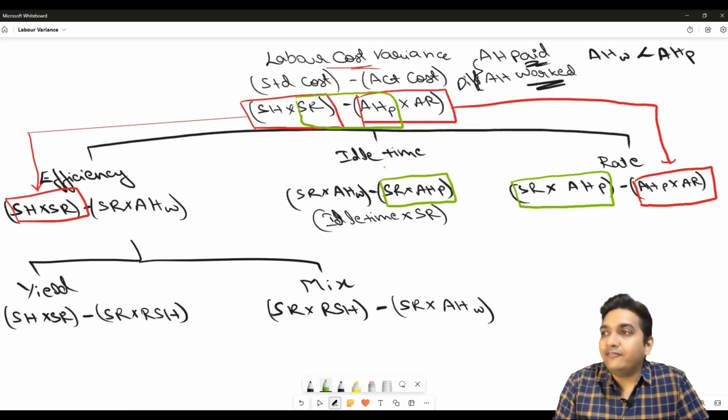Then the first part of the idle time formula is similar. The only difference is we take the actual hours worked, and in the second part we take the actual hours paid. The first part of the idle time formula also becomes the second part of the efficiency variance.